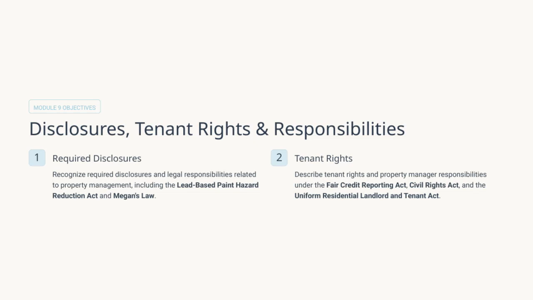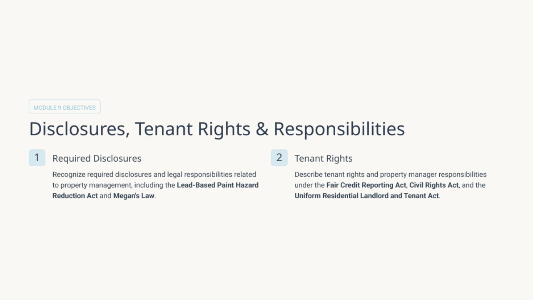Let's talk about tenant rights and the responsibilities of property managers under some key laws. First, the Fair Credit Reporting Act, or FCRA, is designed to protect tenants' privacy when a landlord checks their credit report. It requires landlords to get written permission before accessing this information and to inform tenants if any adverse action is taken based on the report.